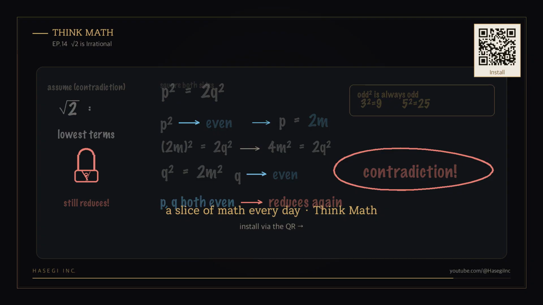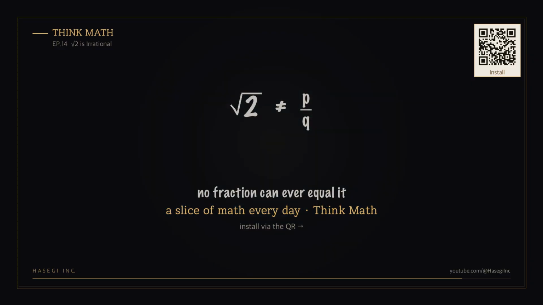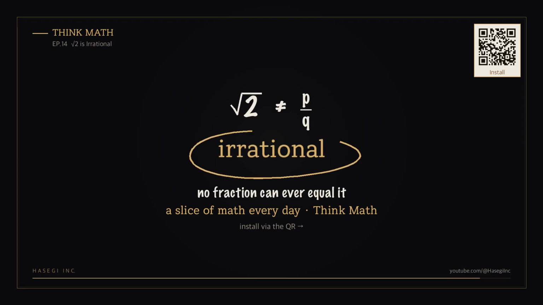When an assumption leads to a contradiction, the assumption is false. So root 2 cannot be written as any fraction.